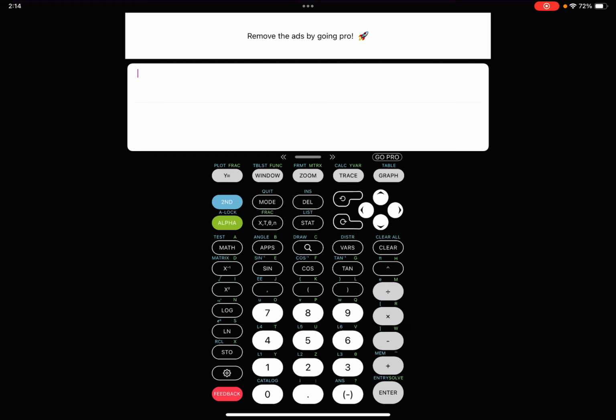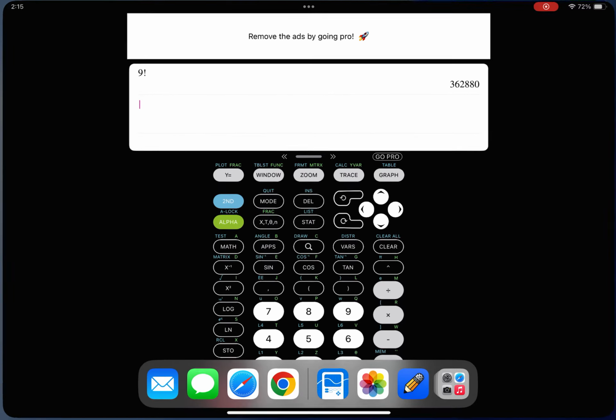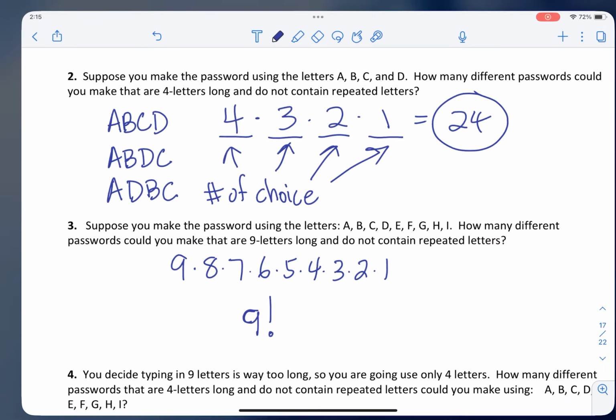Anyway, in my little TI-84 app here, I'm going to go 9, and then I've got to find that factorial button. So it's under math. See that button that says math right there? So I clicked on math, and then PRB is where all the probability features are. So I just click on PRB, and I see it's number 4 right there. I access it, and then hit enter. And then 362,880, and I go write that on my handout.